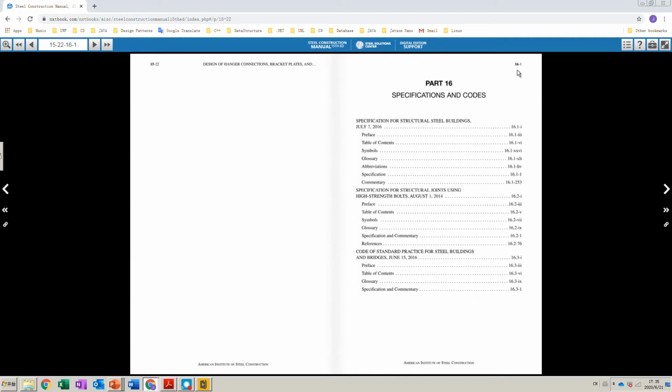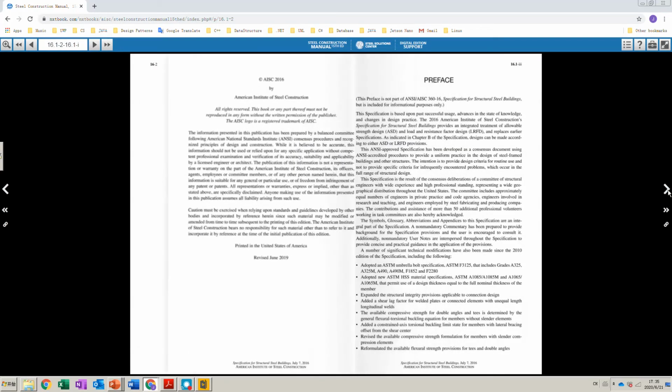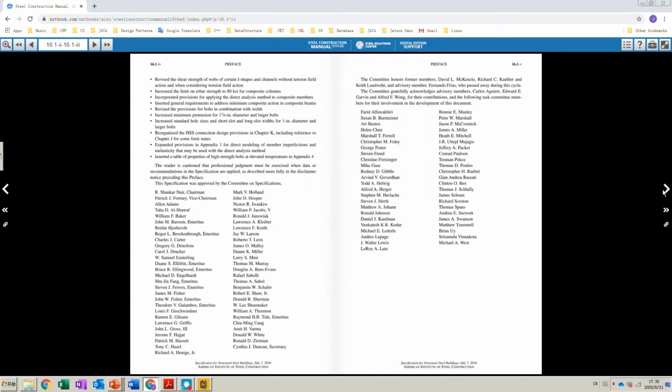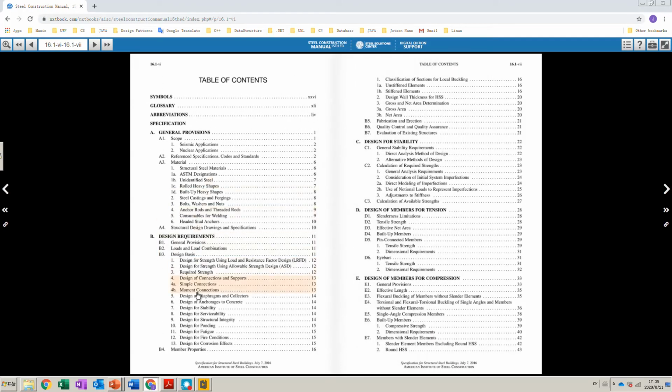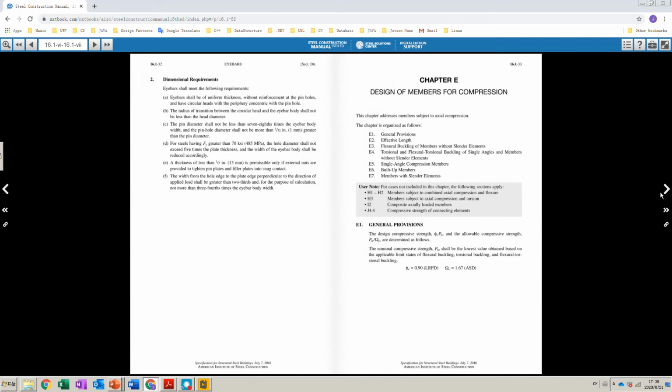If you go to page 16-1, you will see the table of contents for part 16. It gives a brief idea of the structure of the specifications. Compression member is in chapter E, so the first letter is the chapter letter: chapter A, B, C, D, and E. Section E1 gives you the phi factor. So for column design, the phi factor is 0.9.